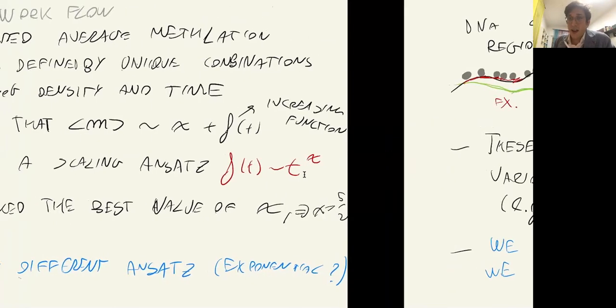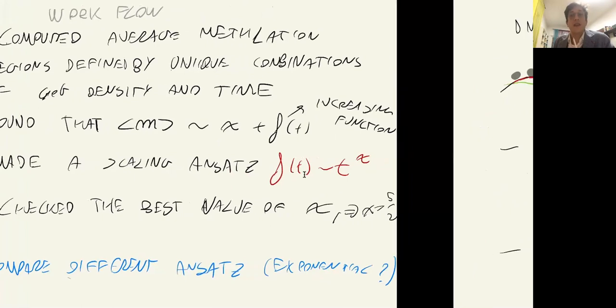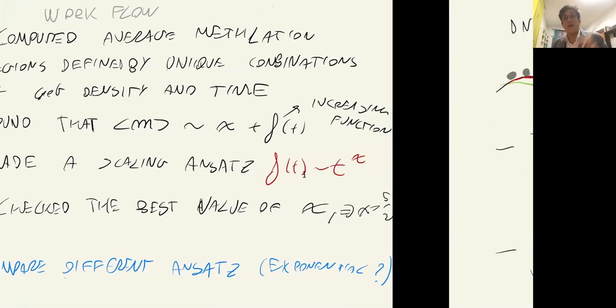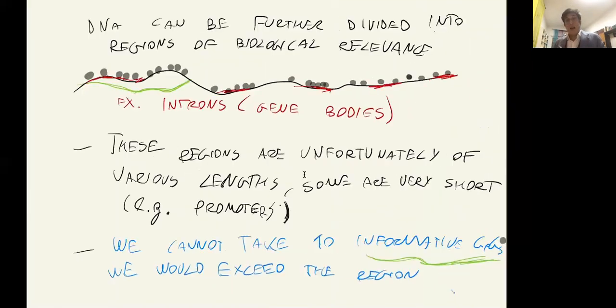Now we define everything based on this unbiased approach. So we divided, if you remember, our data set, we tile it into regions with respect to the 10 informative CpGs. But sometimes maybe we want to look at how the average methylation is changing in time for different regions of biological relevance. For example, we have on the DNA what's called gene bodies, introns, exons, or promoters of the gene. And they generally, maybe like promoters, can be very short.